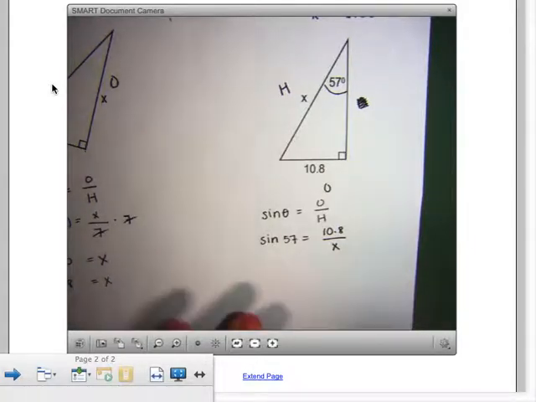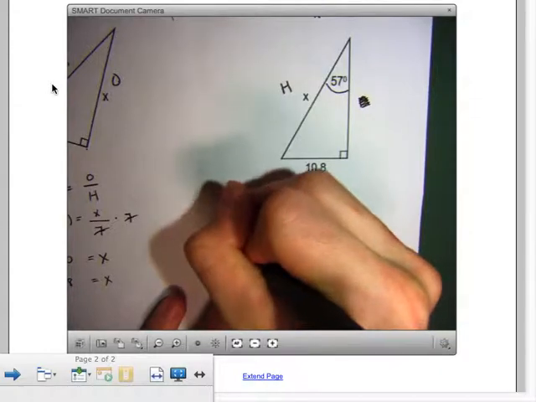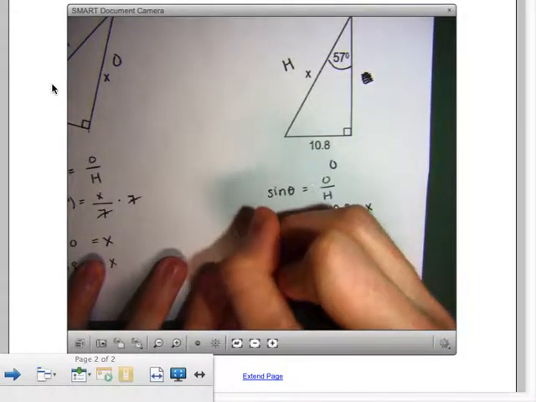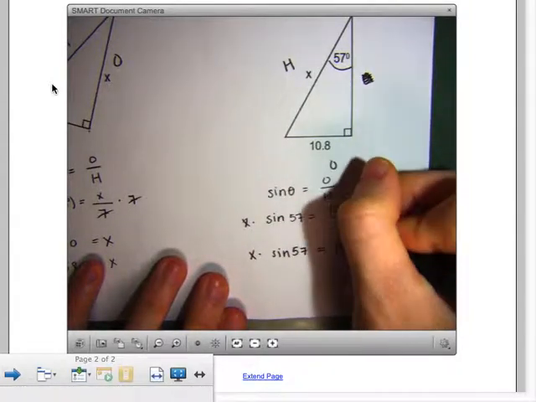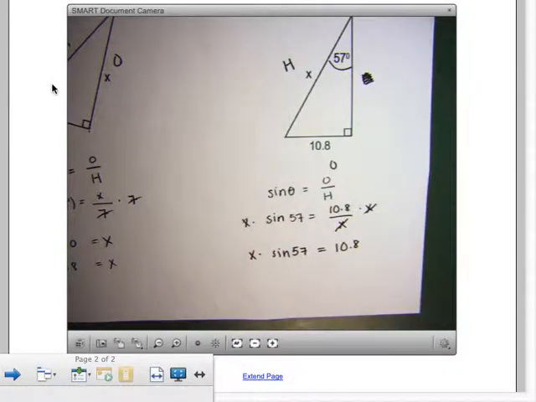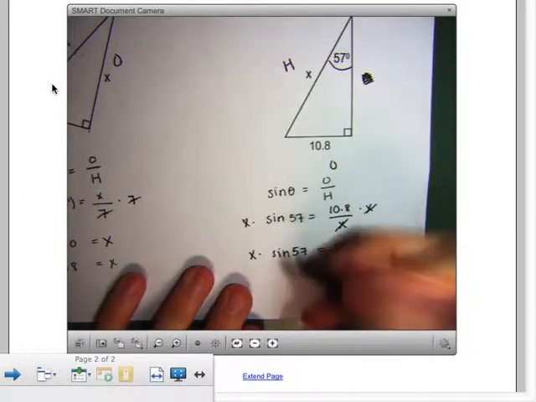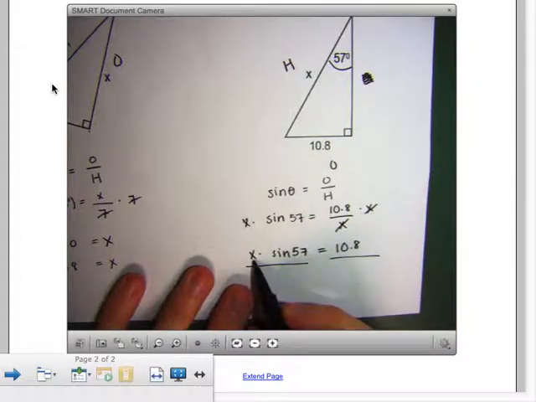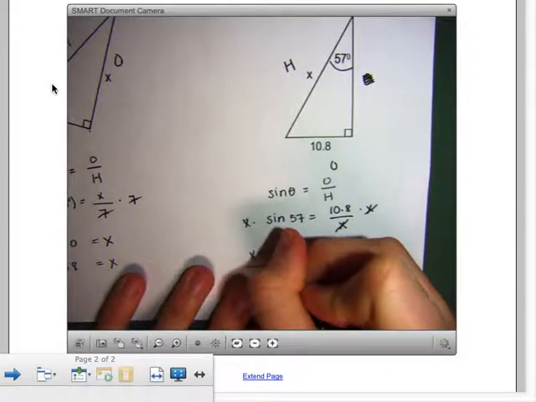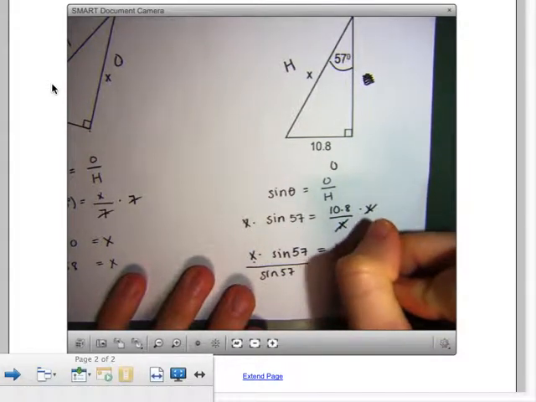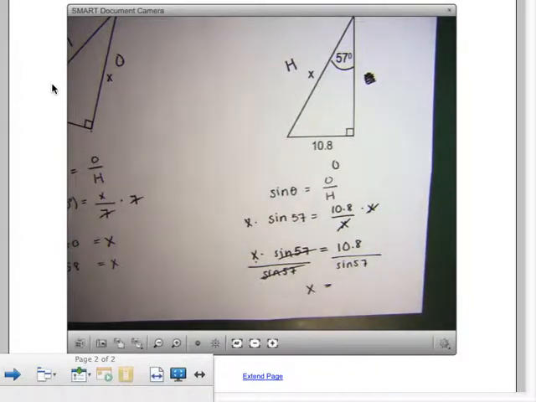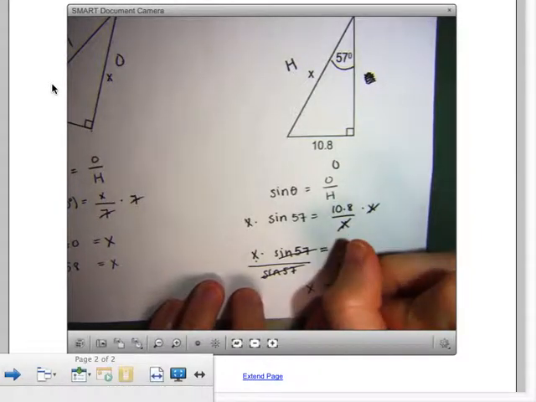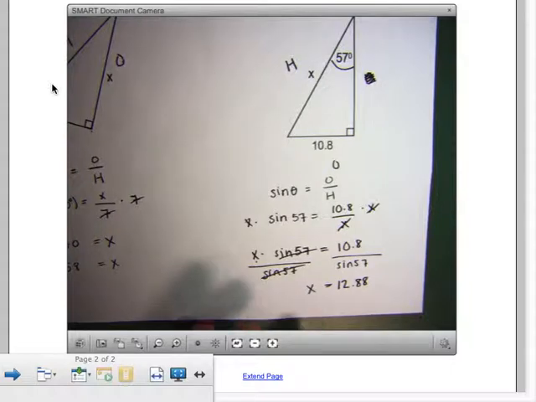Okay, again, always multiply by the denominator. So I'm going to multiply both sides by X. So we have X times sine of 57 equals 10.8, because those X's cancel. So last step, we need X by itself, so divide by sine of 57. So on the left-hand side, we're left with X. Now plug in 10.8 divided by sine of 57. Should get about 12.88.